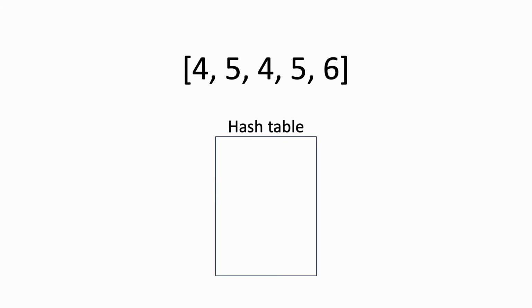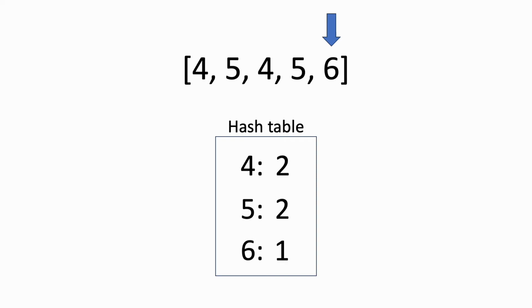The most obvious solution would be to use a hash table to keep track of the frequency of each number. So for example, we would start at the first element, which is a 4. So then 4 would be the key in the hash table, and its value would be its frequency, which right now is just 1. The next element is 5, so let's add that as well and set its frequency to 1. Next up is another 4, so we would increment its frequency to 2, and then we do the same thing with the second 5. Finally, the last element is a 6, so we'll add it to our hash table with a frequency of 1.